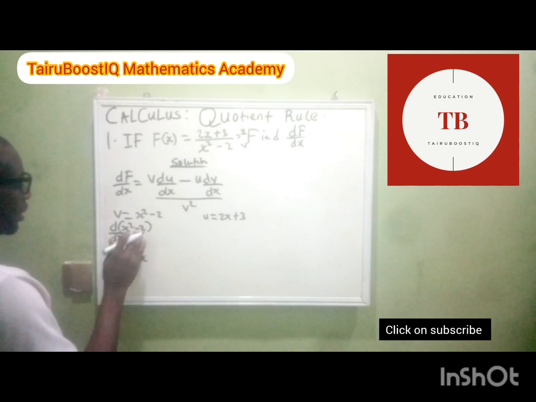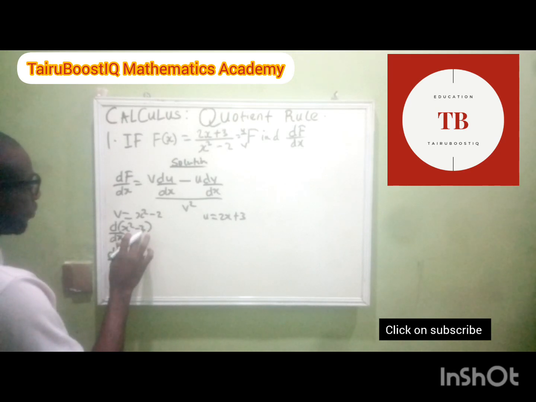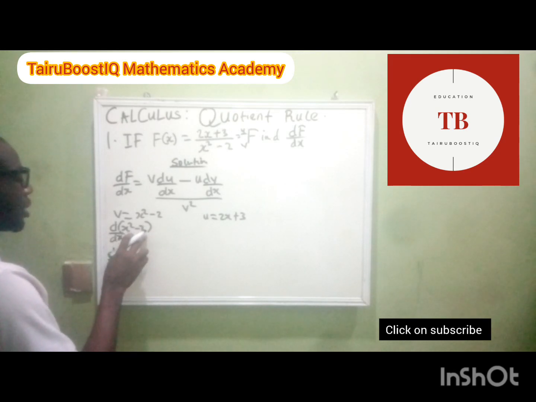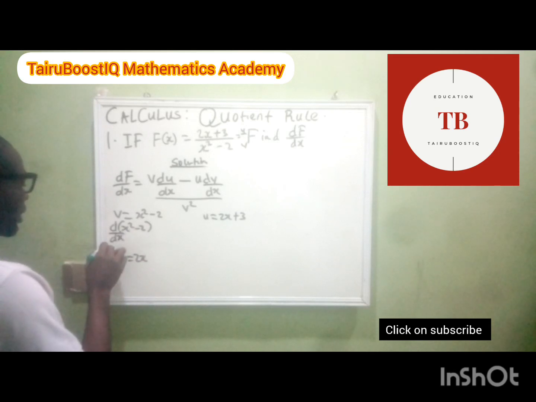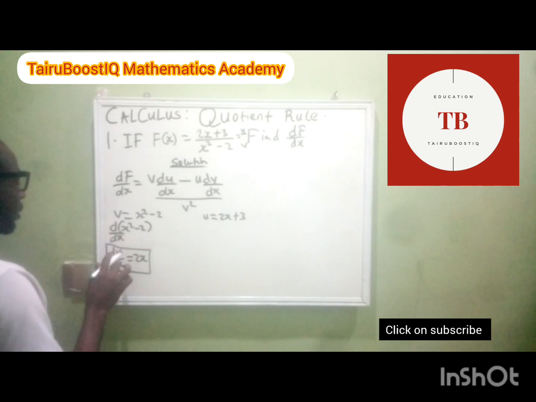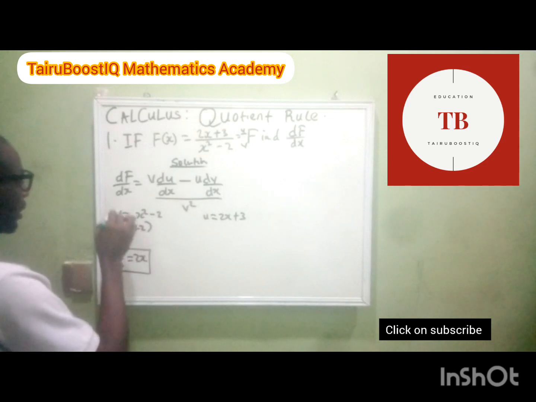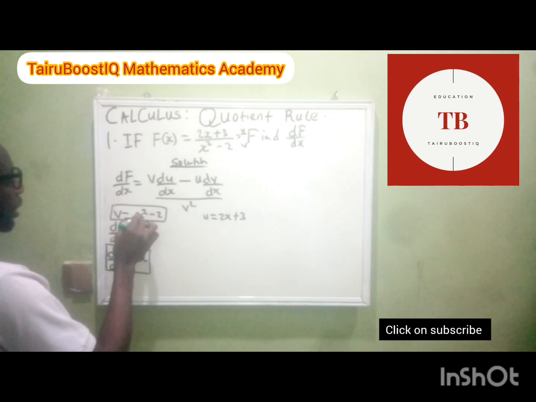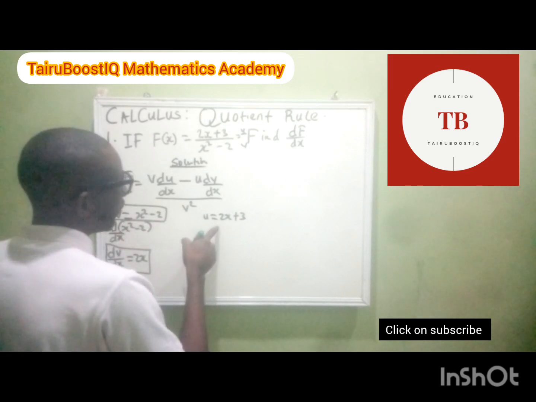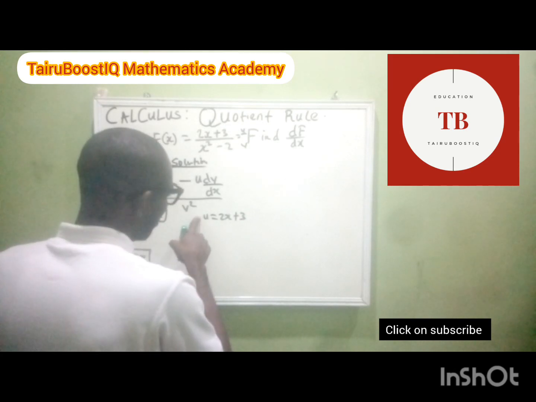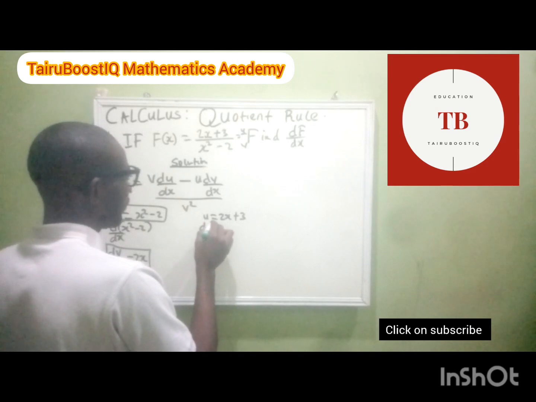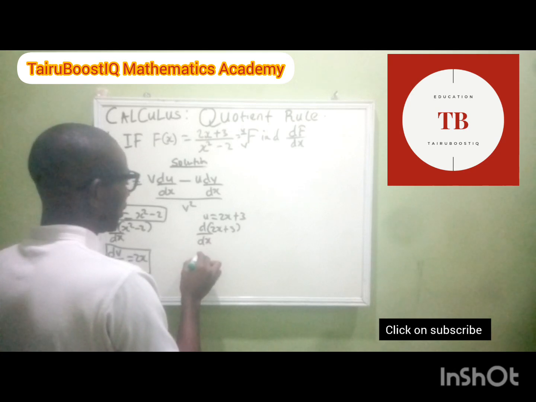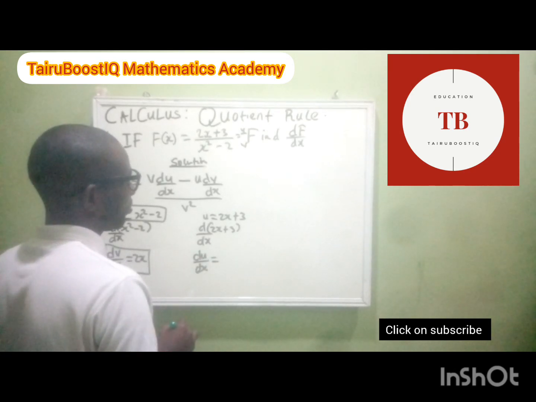And what is the derivative of ordinary 2? The derivative of ordinary 2 is 0, because 2 is a constant value, not carrying the letter x. Now we are done with dv over dx, and our v is x squared minus 2. Now we need to find du over dx, that is the derivative of 2x plus 3 with respect to x.